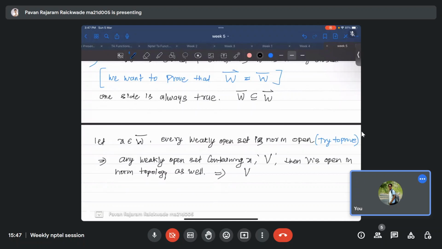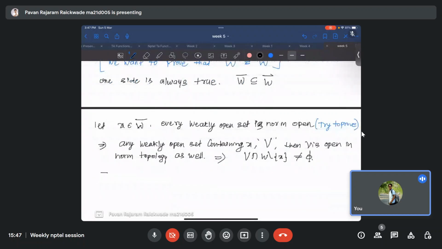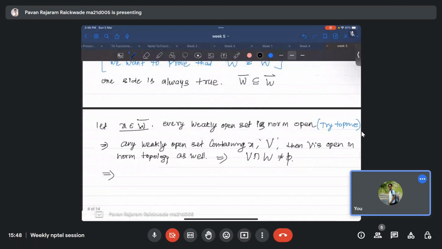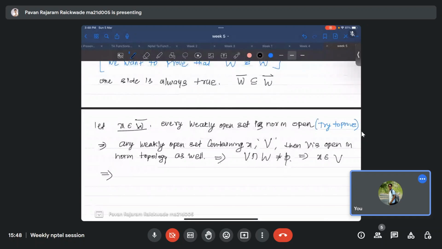That means V intersection W minus singleton X is not equal to phi, right? Oh no, no. Yeah, it's just in closure, right? So it's not needed. Yeah. So that's all, right? That's what we wanted. Any point in the W norm closure is also in the V closure. So W closure is contained in V closure. Okay, that one side is true. We want to prove the other side now.